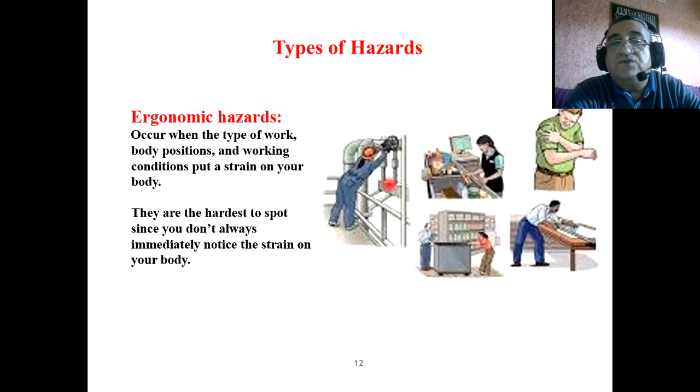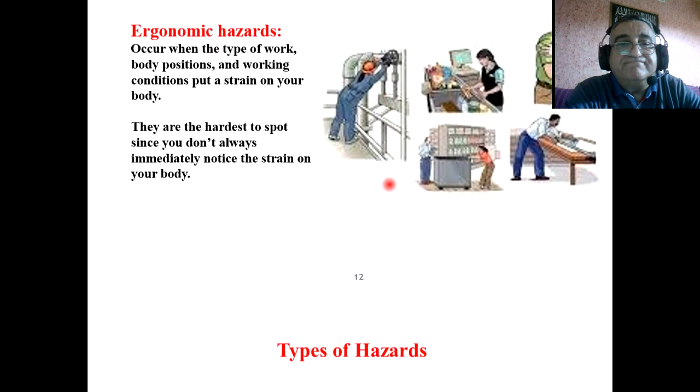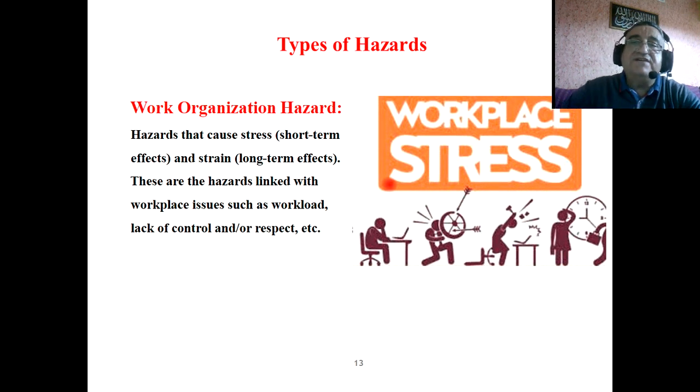We have also what is called ergonomic hazards. These are usually found in types of work where body position and working conditions put a strain on the body. They are the hardest to spot since you don't always immediately feel them, and usually you will discover them after a couple of days. We have organizational hazards. These sorts of hazards are caused by stress and strain. These are the hazards linked with workplace issues such as workload, lack of control, and lack of respect.